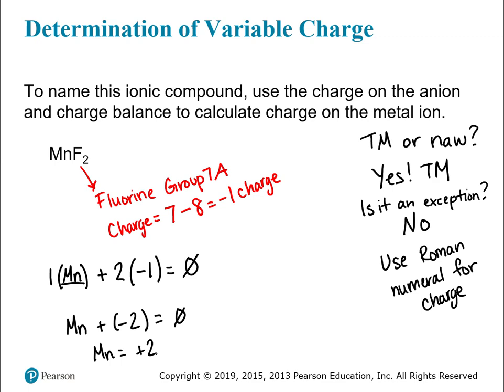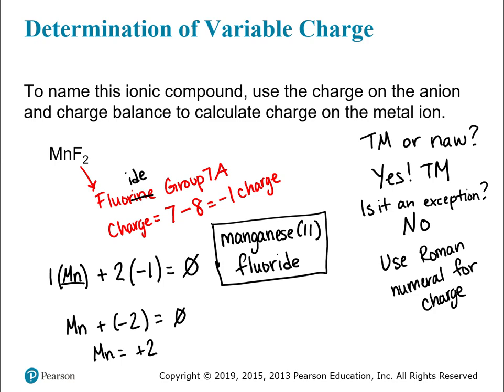Now we can write the name of that cation. Manganese, which is the name of the element, followed by a 2 in parentheses. And then I already let the cat out of the bag for the name for this anion. You take fluorine, get rid of everything after the first syllable, replace it with IDE. Manganese 2 fluoride. Without that Roman numeral, we'd be lost because manganese can form multiple cations.